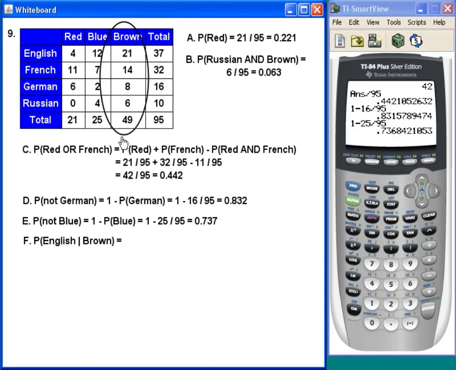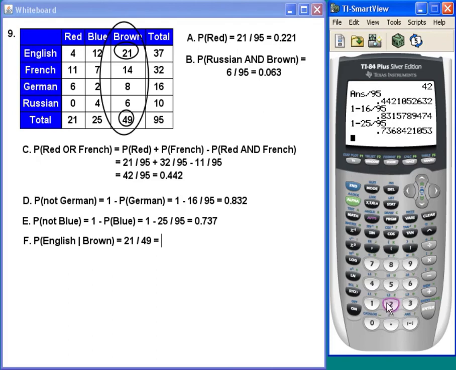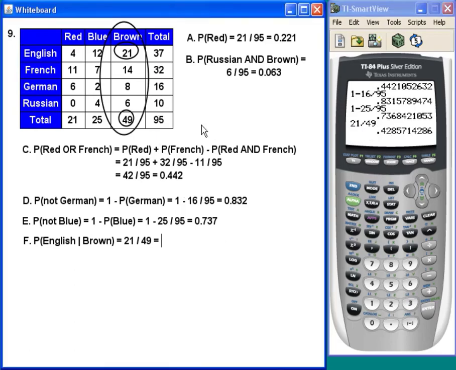Alright, now restricting ourselves to that part of the table, there are 21 of them by English authors out of the total of 49. So this is going to be 21 over 49, or if we change that to a decimal, 0.429.